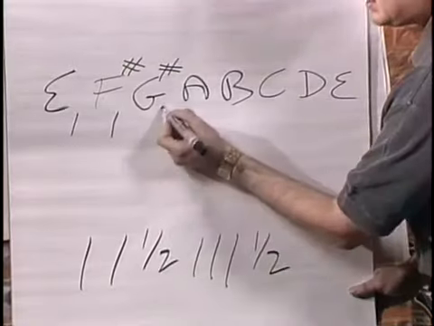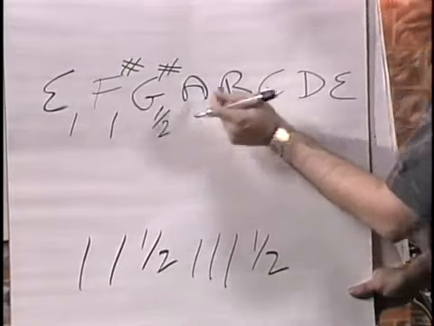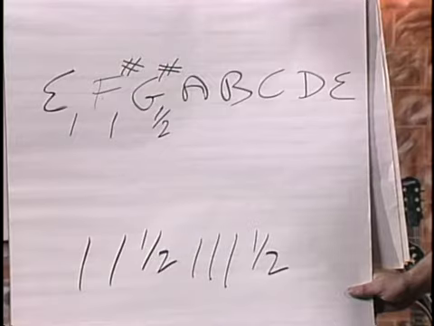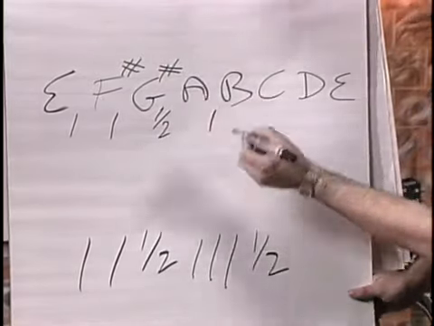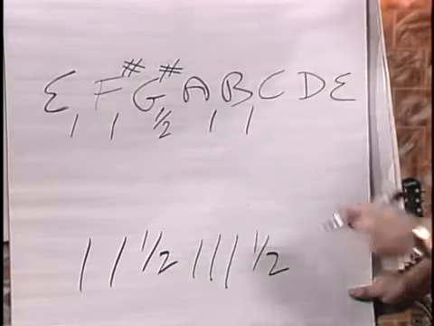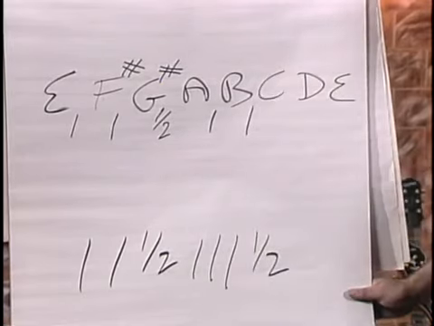Now we need a half step. Well, G sharp to A is a half step. That's exactly right. Now we need a whole step. A to B is a whole step. We need another whole step. B to C is a natural half step.